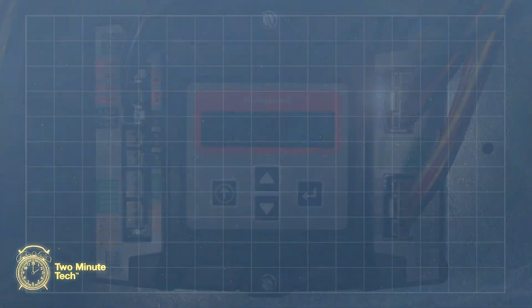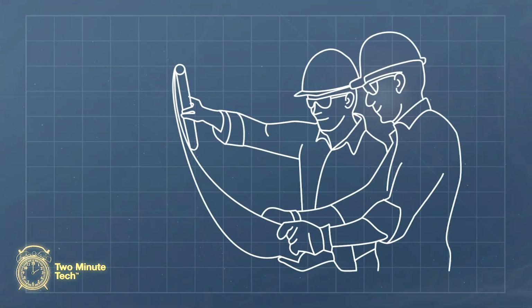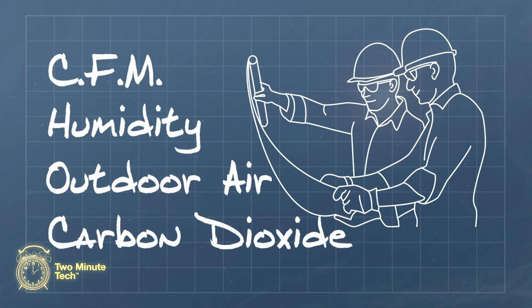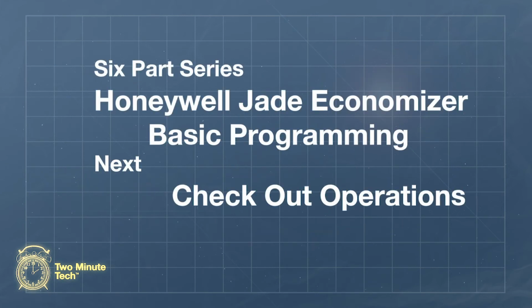Always seek advice from a local mechanical engineer or code enforcement officer regarding the specific requirements in your region. This completes the enthalpy setup of the Honeywell Jade Economizer controller.